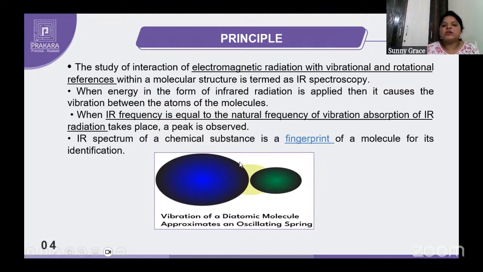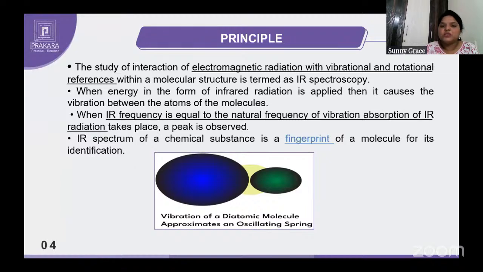So we have seen here, the electromagnetic radiation, especially we will be studying about the vibrational and rotational frequencies. Okay, then whenever an energy in the form of infrared region is applied, then it causes the vibration between the atoms of the molecules. So here the main principle of IR spectroscopy is, in between the atoms, we will be having a bond in the form of a spring. So they will be moving with a certain frequency, or it is also known as natural frequency of that particular atom. So when an IR radiation comes and hits this bond, what happens?